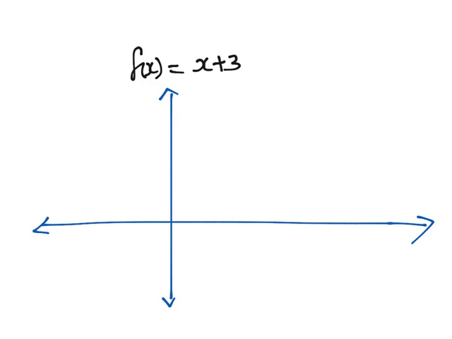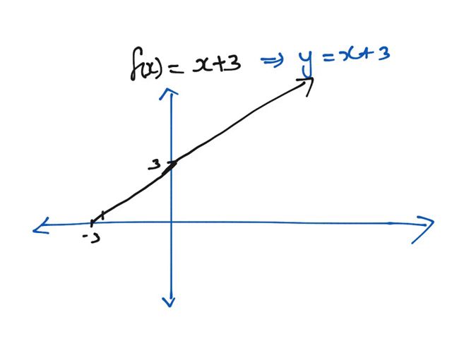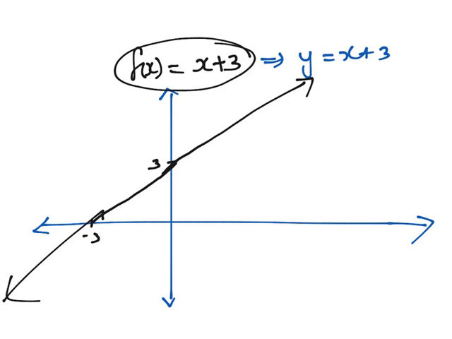x plus 3 is basically, the y-intercept is nothing but 3. So this is nothing but y equal to x plus 3, isn't it? When x is 0, y is 3, so it will pass through this point 3. And when y is 0, x is minus 3, so it will pass through this minus 3. So the line will look like this. As you can see, this is an increasing function. So f of x equal to x plus 3 is increasing throughout.